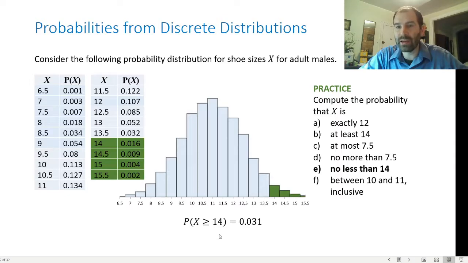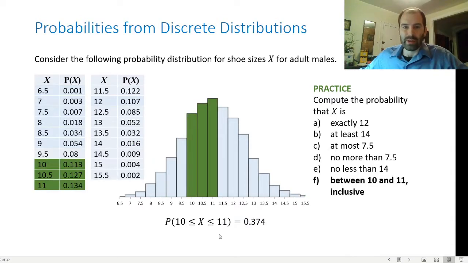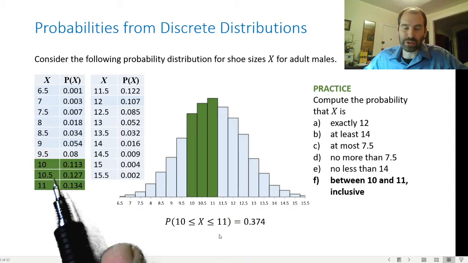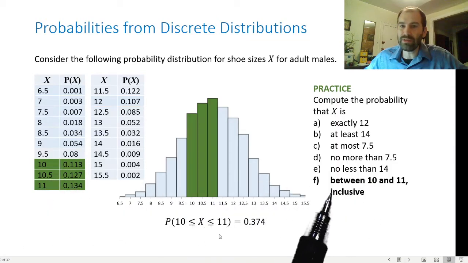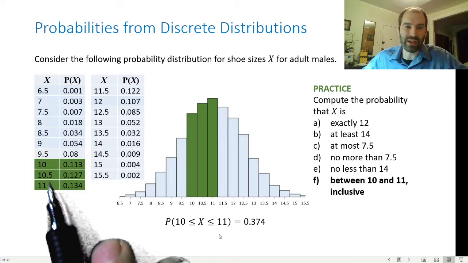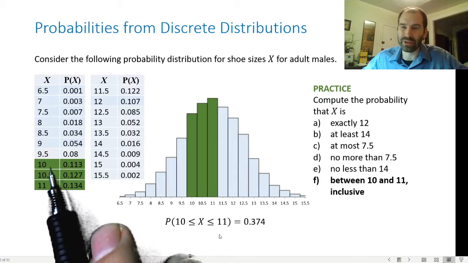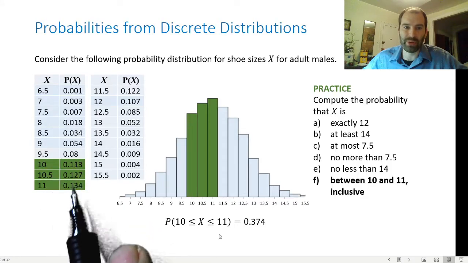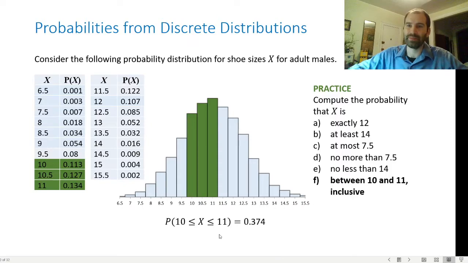Between 10 and 11 inclusive. Well, here's what you should have gotten here. Between 10 and 11, well, there's one number that's strictly between them, but when they say inclusive, it means it includes the numbers on the boundary, 10 and 11. If they said exclusive, you wouldn't include those. Right? But inclusive means you include the numbers on the boundary. And so we add up these three probabilities to get our answer. And that is it for this video.